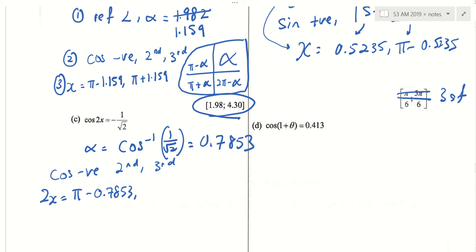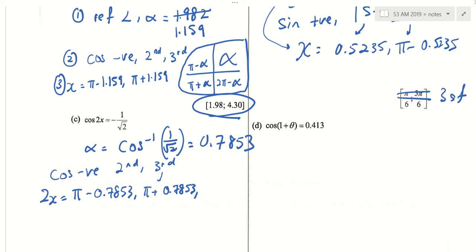Junyang, third quadrant. Pi plus 0.7853. Not good enough because I have 2x. Junyang, what does 2x mean? Plus how many? 360. But no more 360, so how many must I plus? Plus 2 pi. So here plus 2 pi. Here you must plus 2 pi.